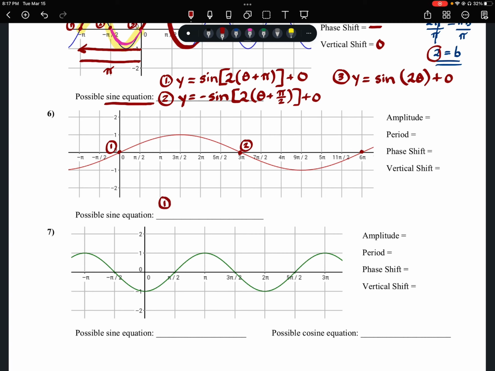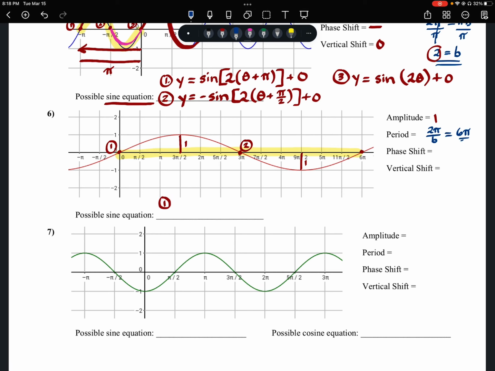So for number 1, as we look at our information, our midline is on the x-axis, so our amplitude is 1. You can see that it's 1 in both of those locations. So amplitude is 1. Our period length goes from 0 all the way over to 6 pi before it starts to repeat itself. So again, we can use that formula: our period length is going to equal 2 pi divided by b. And in this case, our period length is 6 pi.